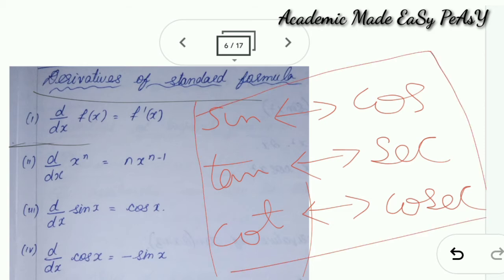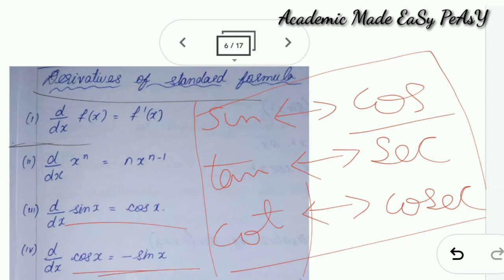We have already learned this, but still we'll learn it once more. So d by dx of sin x is positive cos x. You have to remember this, positive cos x. d by dx of cos x is equal to minus sin x.